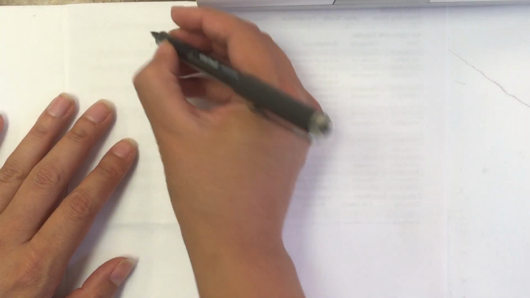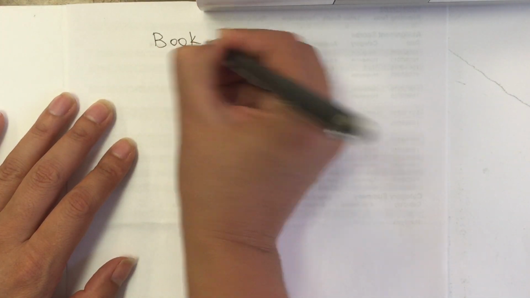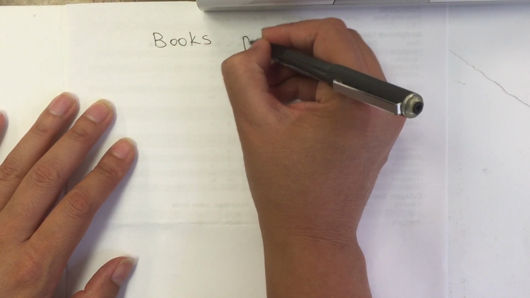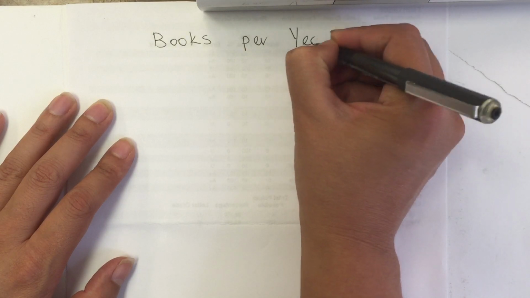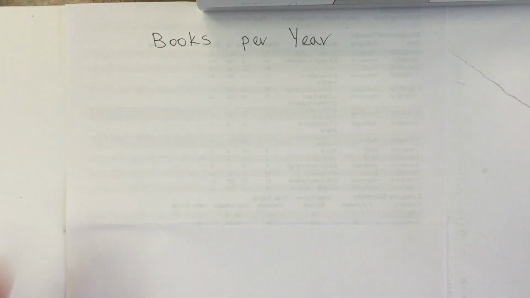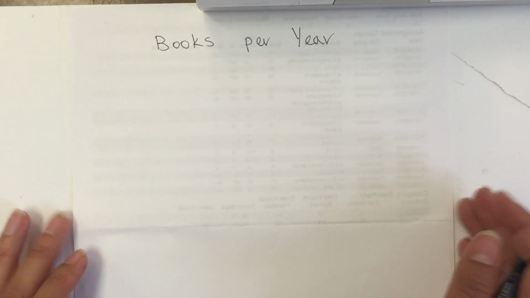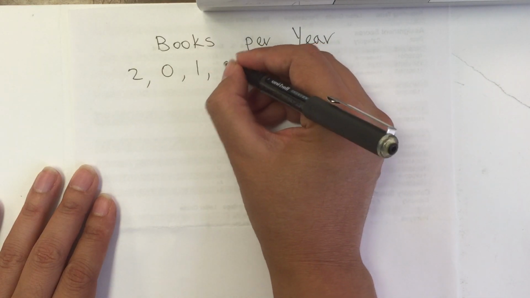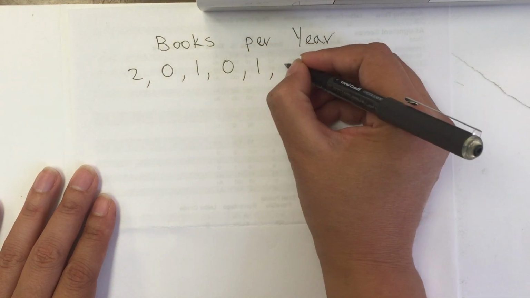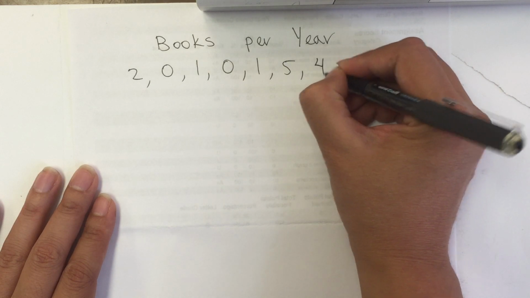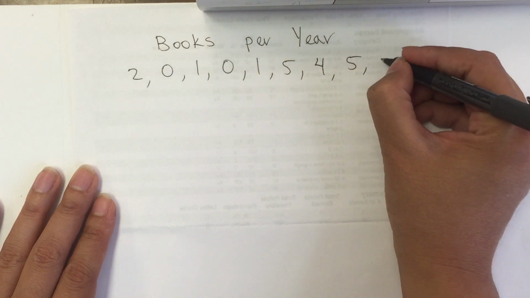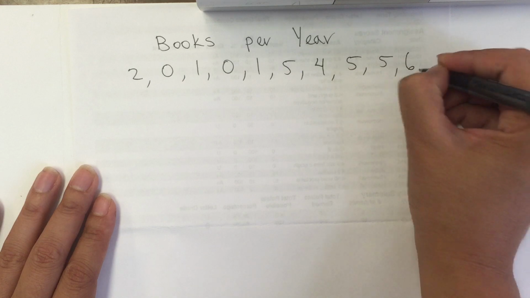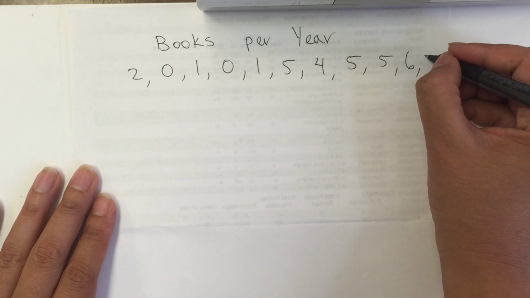So in class I asked, how many books do you read per year? And so these are the answers that I got. So it's 2, 0, 1, 0, 1, 5, 4, 5, 5, 6, and 4.